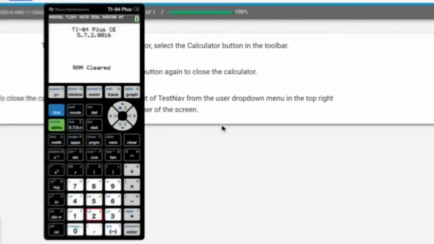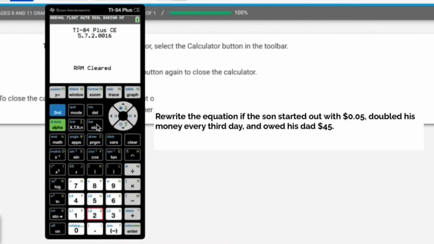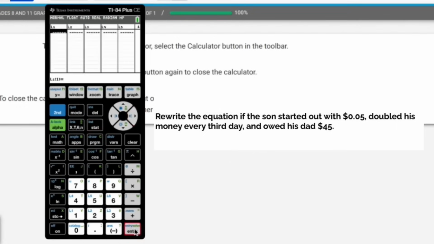All right, last but not least, let's do the same thing but with new values. Okay, so let's go to stat, edit. And let's type our values in. We add day one, and then 3 days after that, and then 3 days after that, and then 3 days after that. Every 3 days, stuff happens.